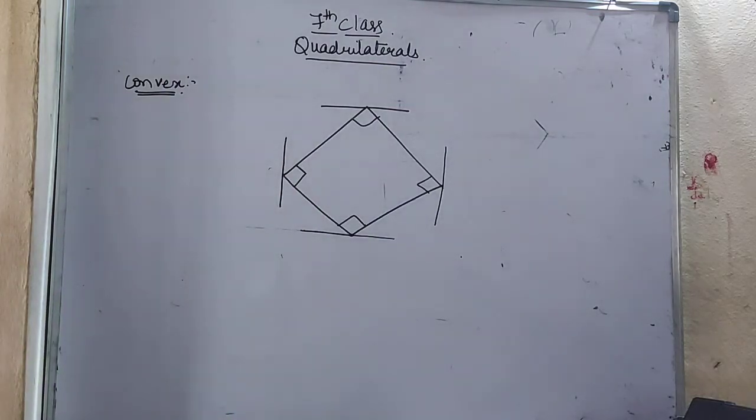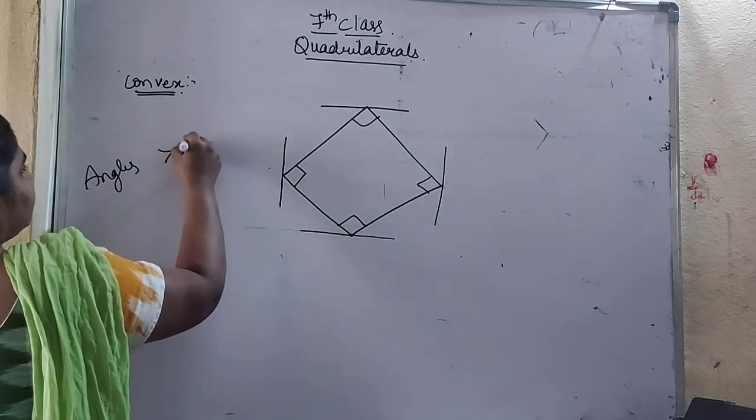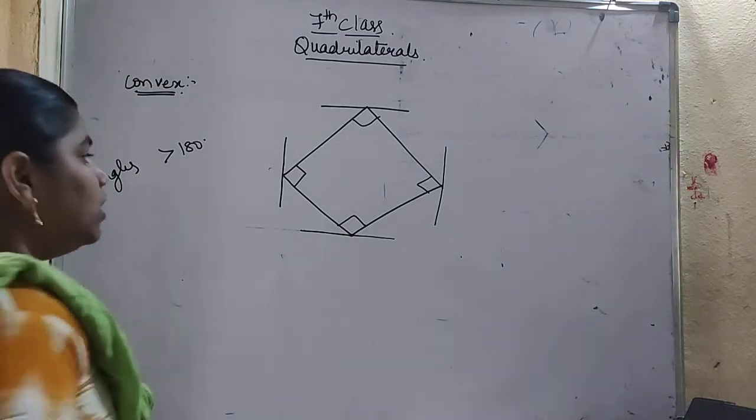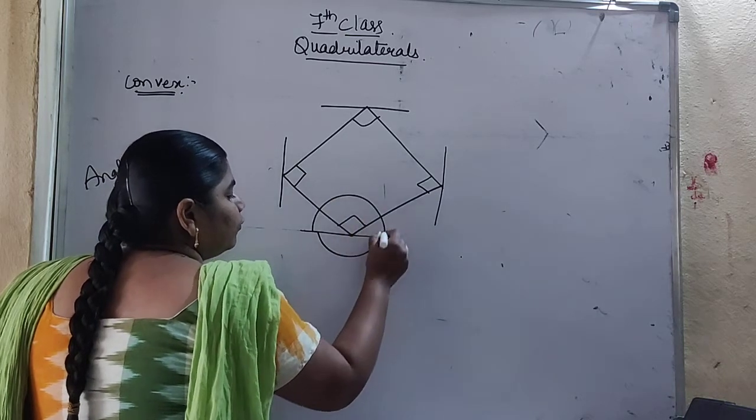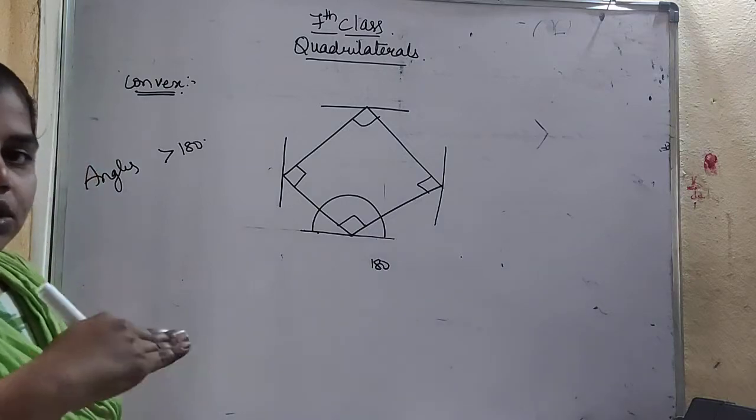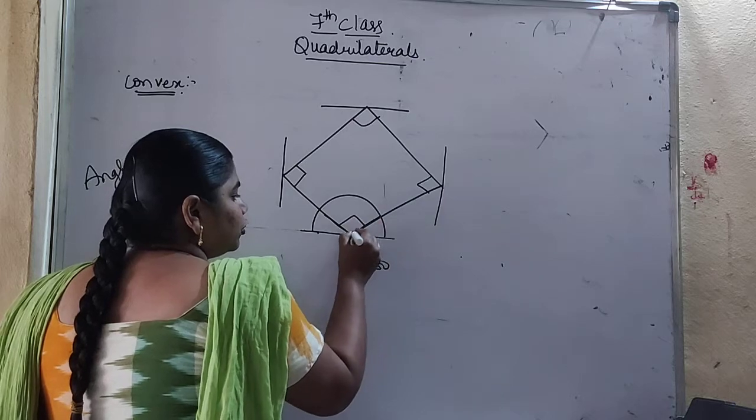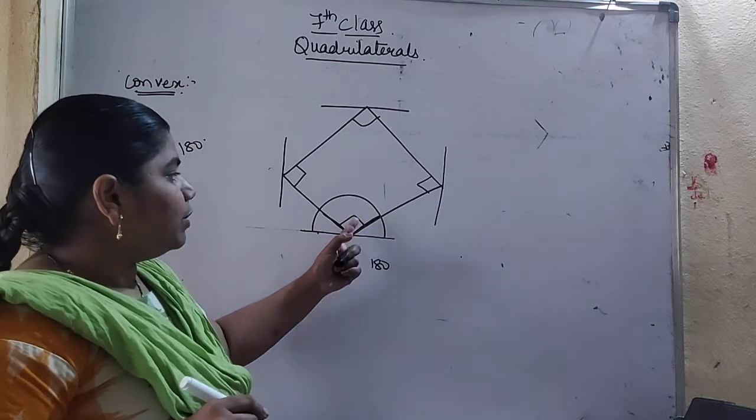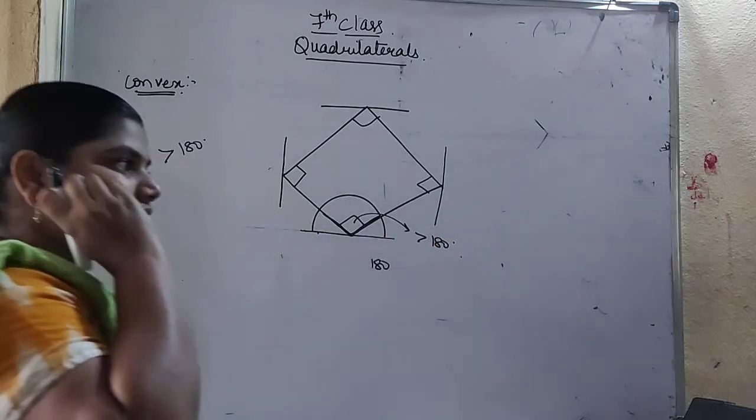So what do you mean by convex? Convex is nothing but angles will be less than 180. If all the angles are less than 180, we will call it a convex quadrilateral. If you see, this full part will be equal to 180, because it is forming one straight line. But our figure is only this much. The angle has been formed here, so it will be less than 180. This angle will always be less than 180.